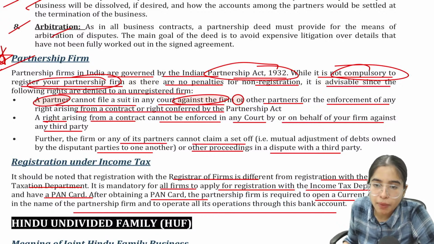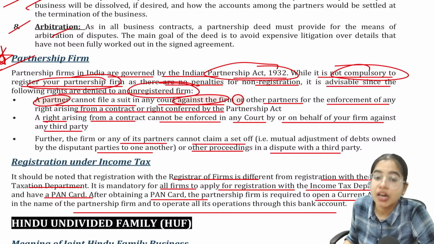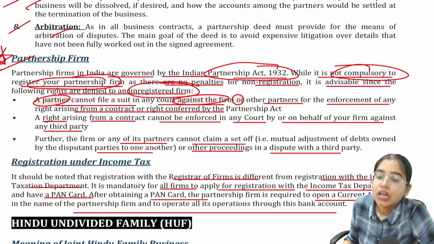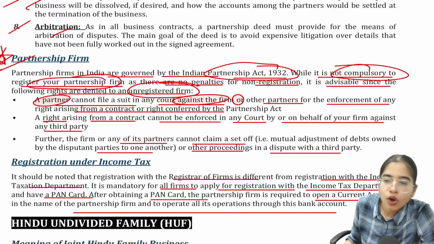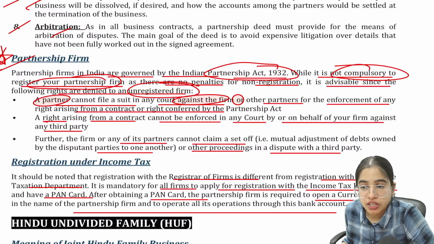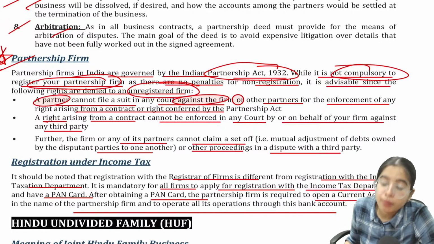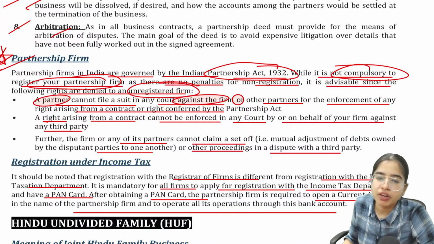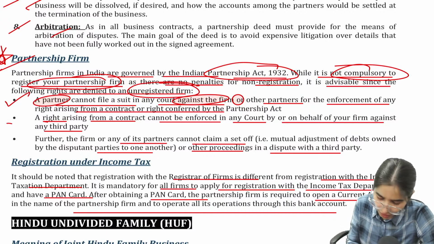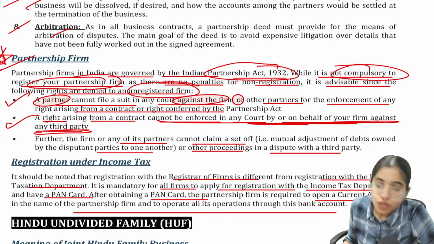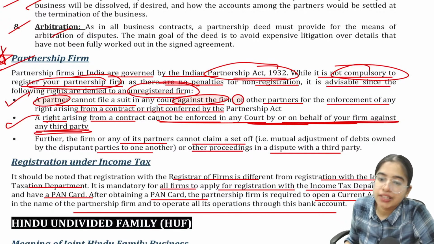If your partnership firm is unregistered, then a partner cannot file a case or suit against the firm, or a firm cannot file a suit against an outsider. A firm doesn't have the right to file a suit against an outsider, no outsider can file a suit against the firm, and neither can a partner file a suit against the firm. So this is the disadvantage of an unregistered firm. Rights cannot be enforced in a court of law by or on behalf of the firm against a third party. So if the firm wants to sue any third party, it cannot. Why? Because you are unregistered.